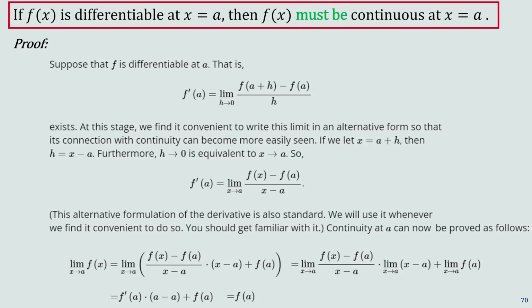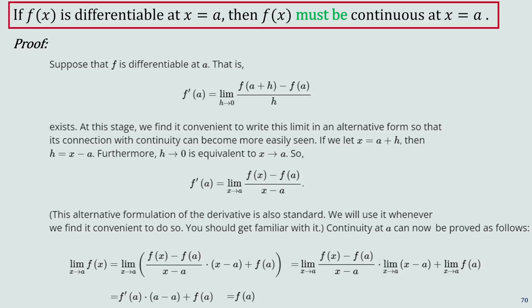So if we let x equals a plus h, then h equals x minus a. So we can also express this limit as the limit of x approaches a of (f(x) minus f(a)) over (x minus a). This is an alternative way we can express the derivative of a function at a particular point. So we can prove it's continuous at x equals a as follows.